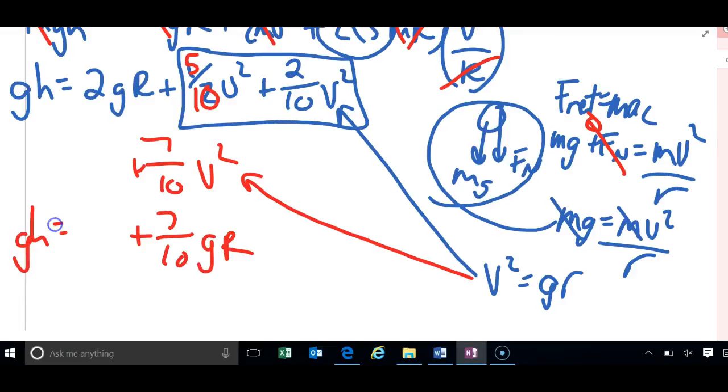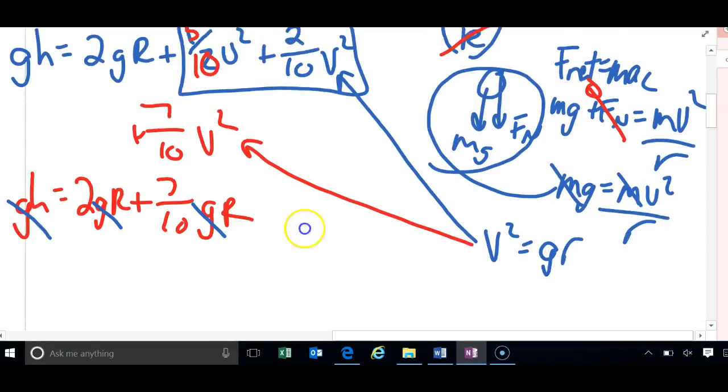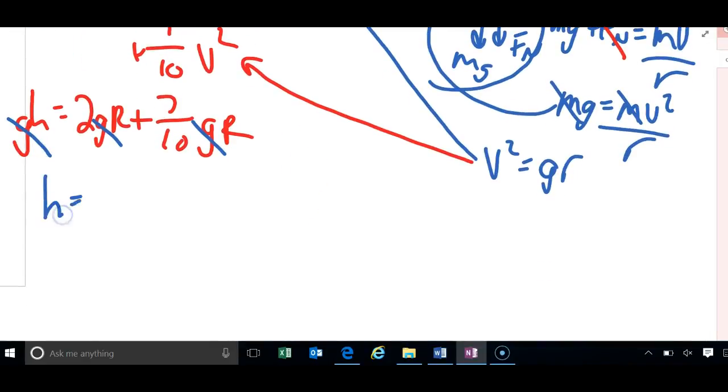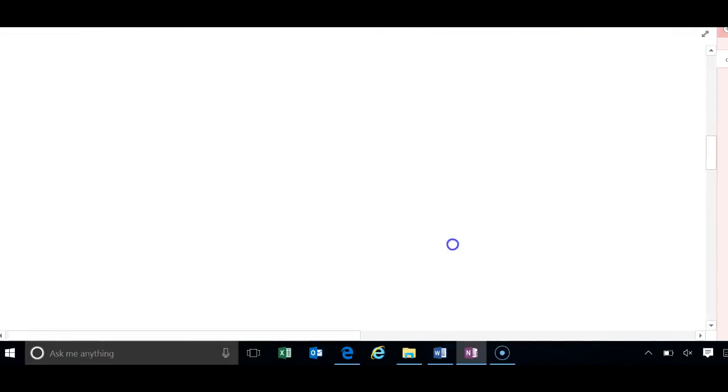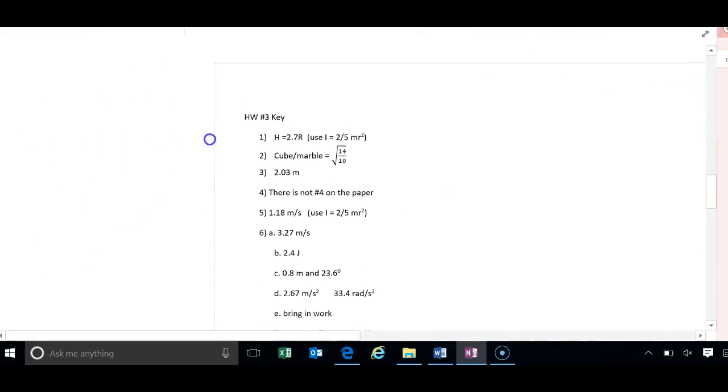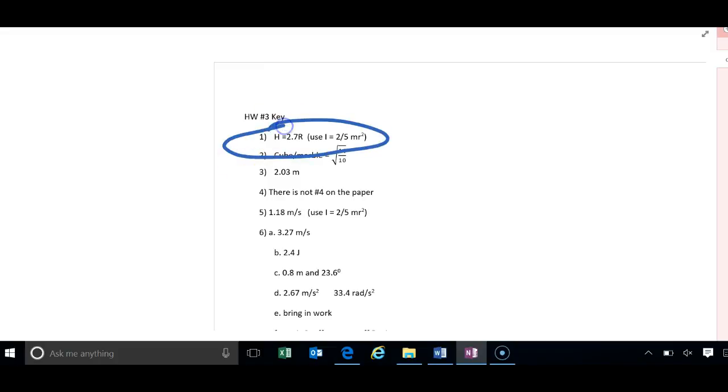So rewriting this equation, gh equals 2gr plus 7/10 gr. Again, all kinds of stuff cancels. This is great. The g cancels because it's in every term. So I'm left with h equals 2r plus 7/10 r, or 0.7r. So h equals 2.7 times the radius. Then you should go back and check yourself. Where are my answers? And here we go. I have 2.7r.